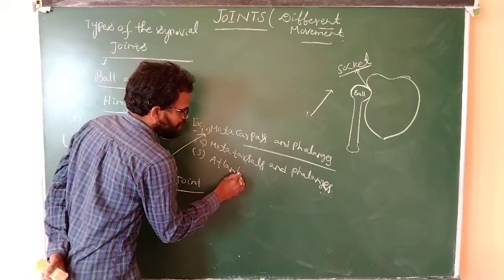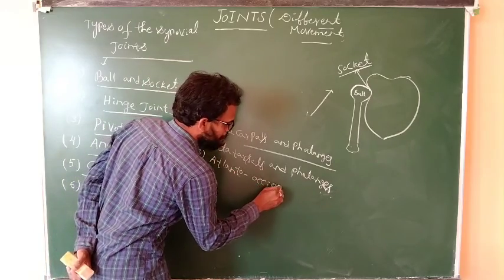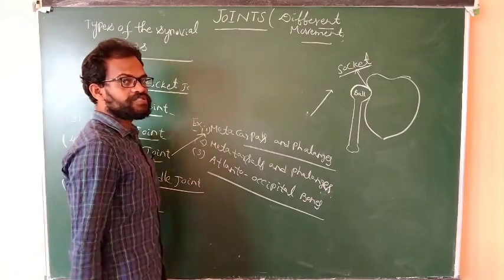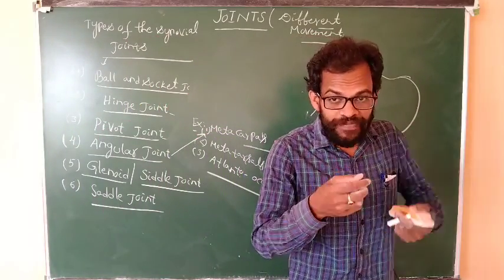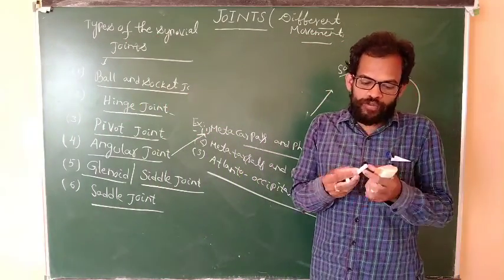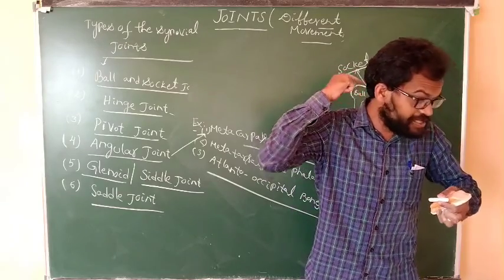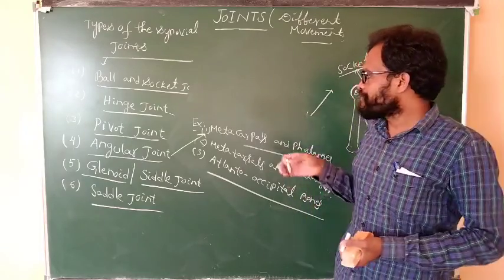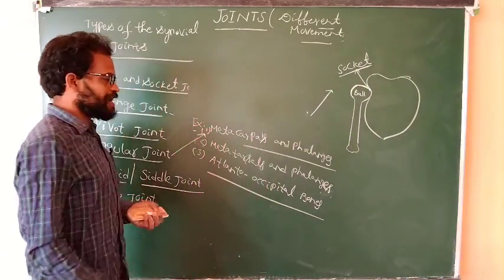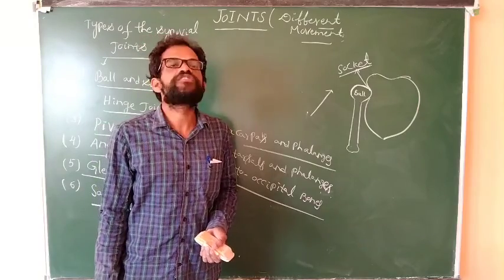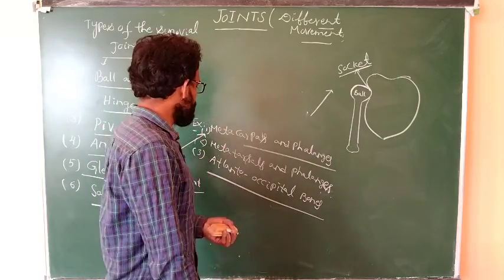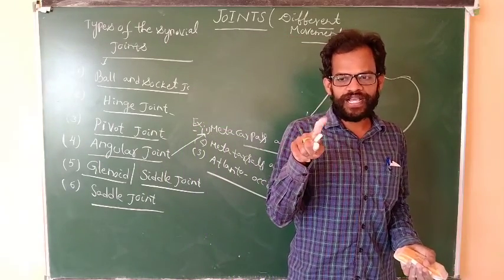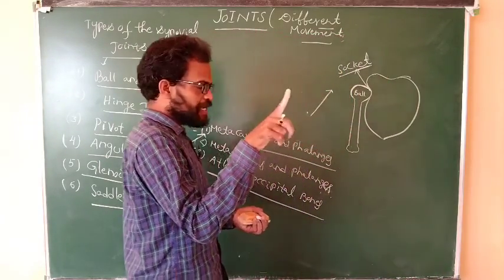Atlas and the occipital bones. The first part of the vertebral column is joined with the skull bone. The skull bone is nothing but the occipital bones. Both are joined with the help of the angular joint. Metacarpals and phalanges can move.